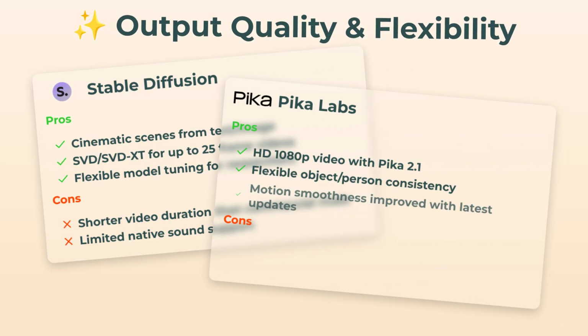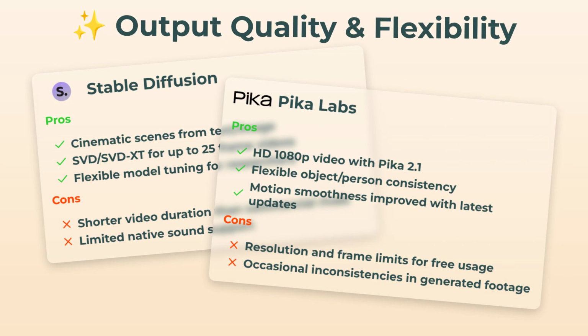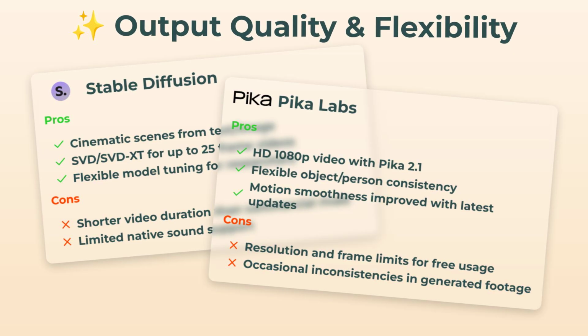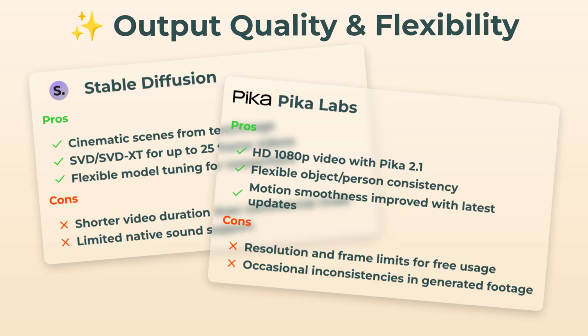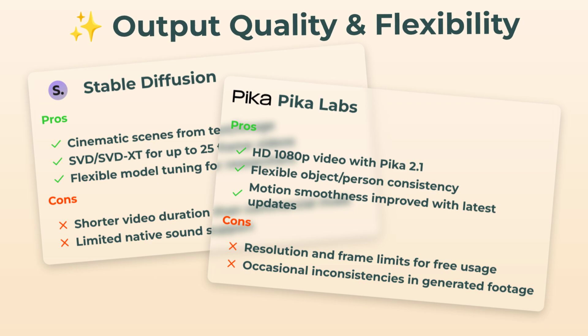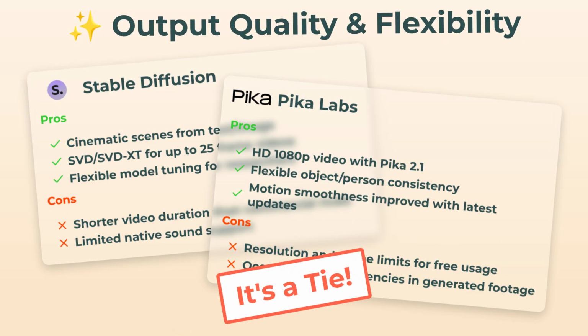Pika Labs fires back with smooth motion and HD 1080p videos in the latest 2.1 drop. And you can swap objects or keep person consistency locked in. You do need paid plans to unlock more duration or resolution. And sometimes the video generator slips up. Little flickers, weird faces, that kind of thing. Honestly, both are strong here, but there's no real runaway winner. So we're calling this one a tie.